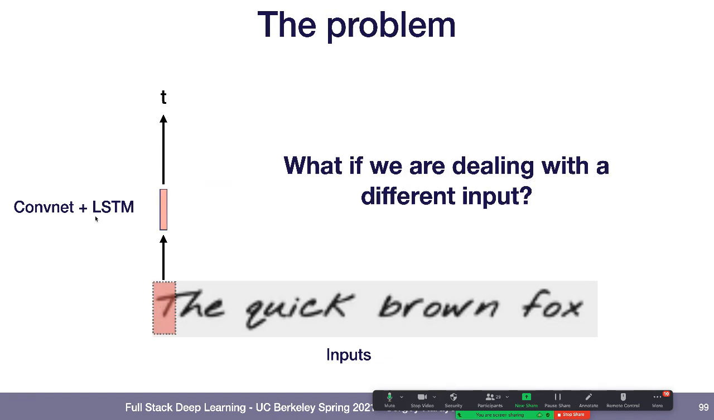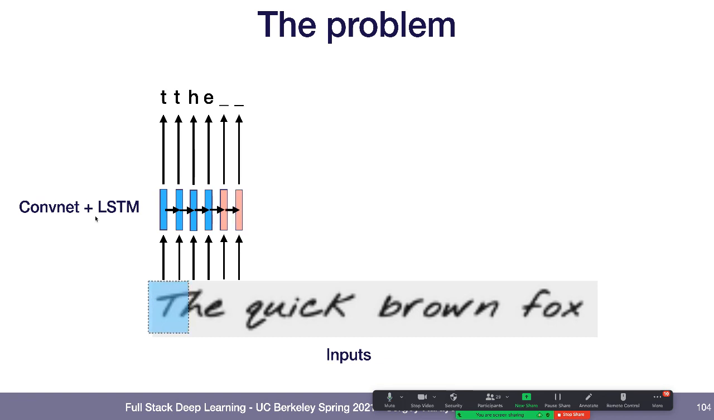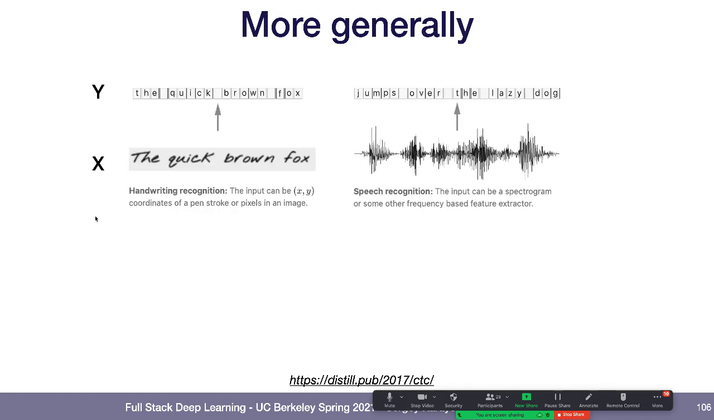The problem is, what if we're dealing with an input that's scaled differently? We might take the same sentence and just stretch it out more, and then see what happens if we apply the same window size. As we slide this convnet window, for the first two positions that the convolutional filter is slid over, it's looking at the same character. So we might produce the same character twice. And the same thing might happen in different parts of the sentence. So how do we deal with the fact that the inputs and outputs might be scaled differently, or might be misaligned? More generally, this misalignment problem can happen in lots of different sequence-to-sequence problems.